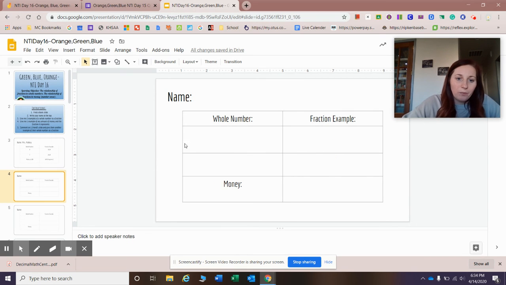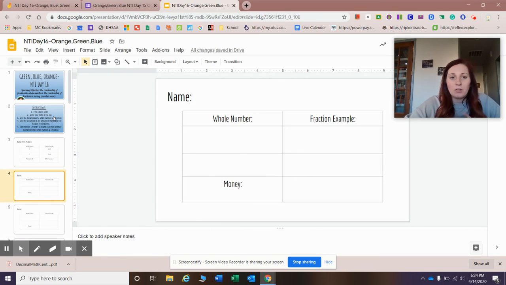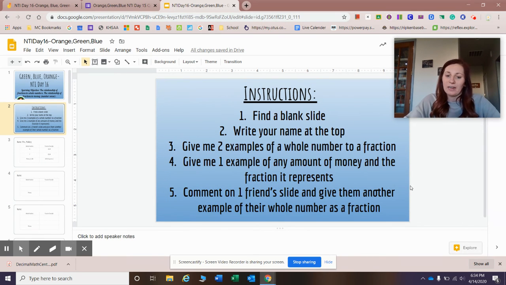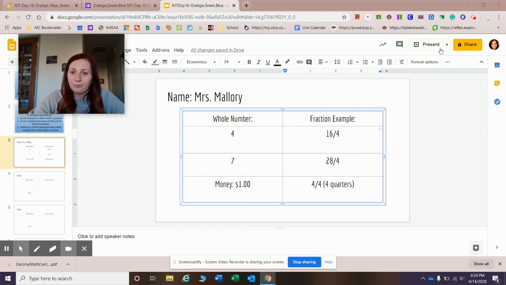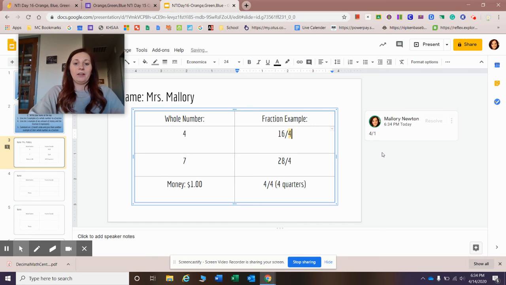So you'll go through here, you'll just put your name on a blank slide, and you'll fill in that chart, just like I did. Now, when you're done filling out the chart, you can comment on one friend's slide and give them another example of their whole number as a fraction. So you could comment on mine, and how you can do that, let me move me over here. There's a comment button in the top right-hand corner. You click this, then you click comment, and say I wanted to come up with another example of 4, and I said 4/1. That would be my other example, okay, and I could comment right there.